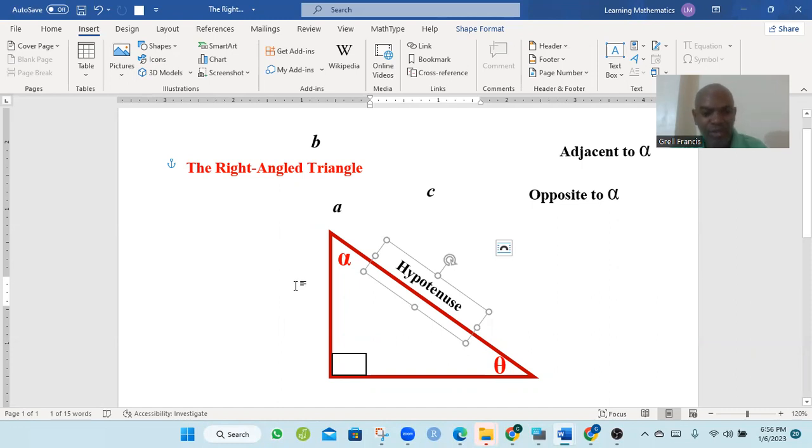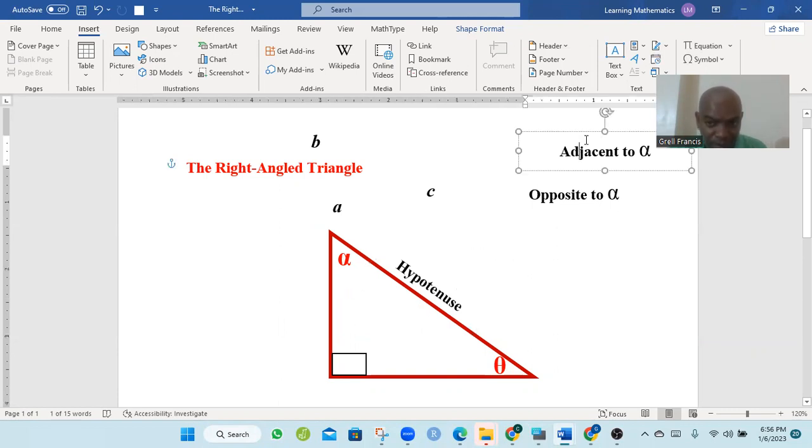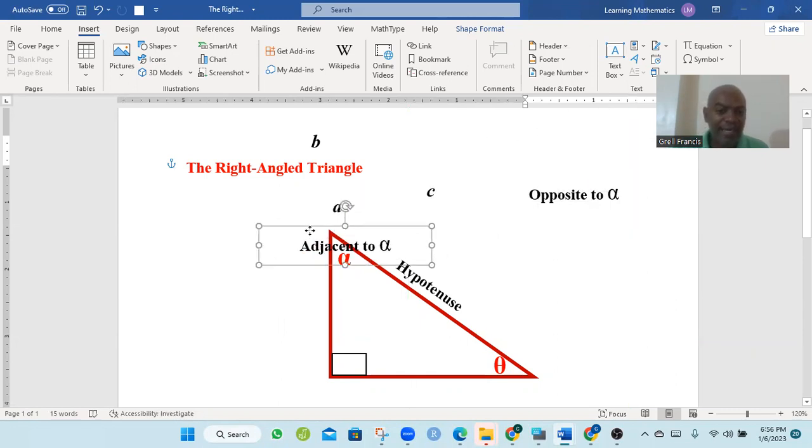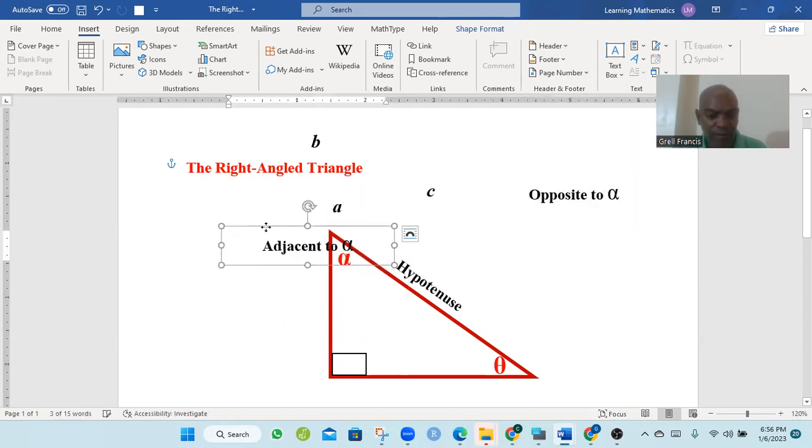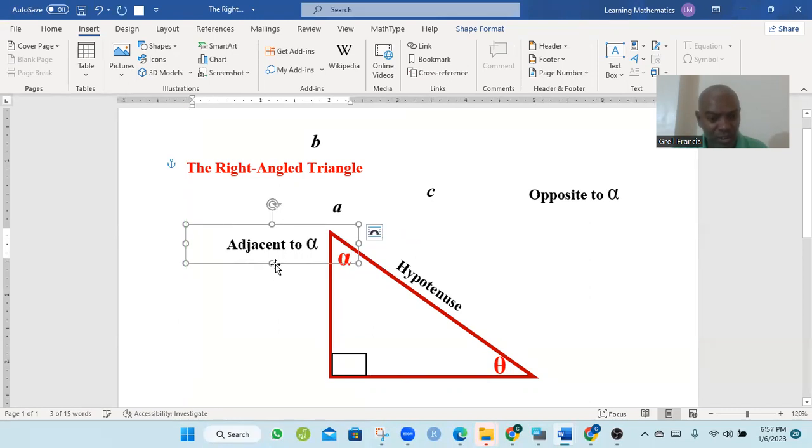You can label this side in two different ways. It depends on the acute angle that you are dealing with. So if you are referring to alpha, which looks like the letter A, this side is next to alpha. Adjacent means next to. So you can say adjacent to alpha, or next to alpha.